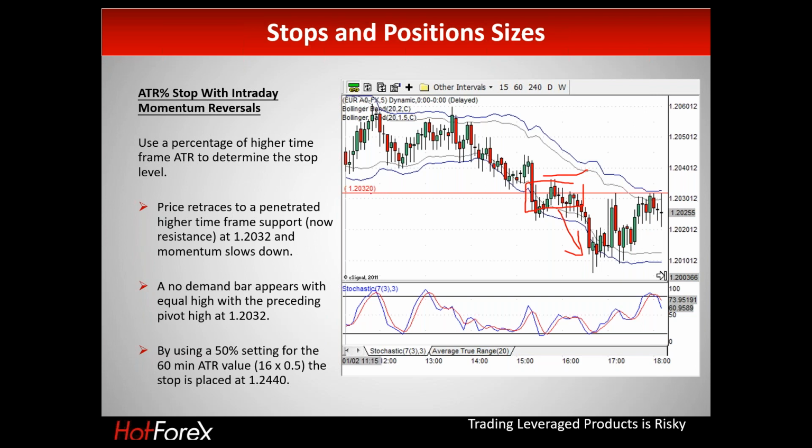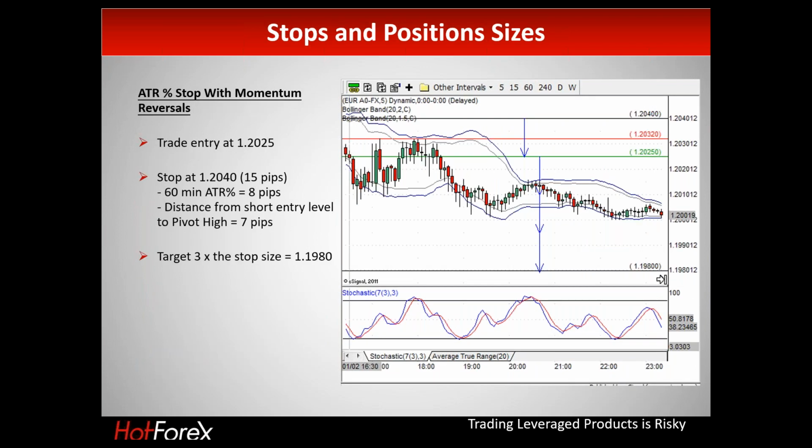So that 120.32 plus 8 is 120.40. So I may have a typo over here. It should be 120.40. Okay. So stop loss at 120.40. So I had it correctly.